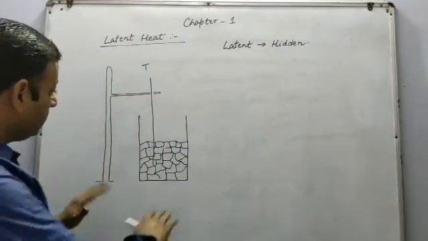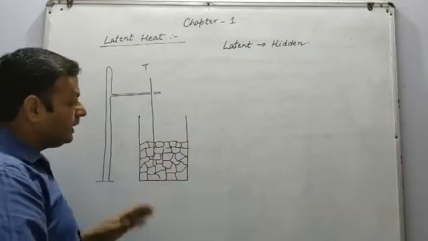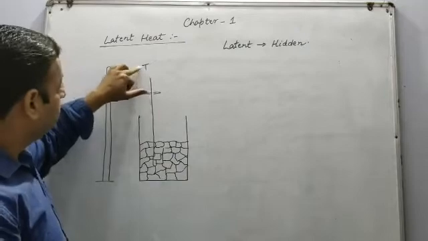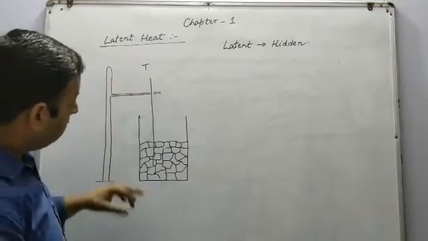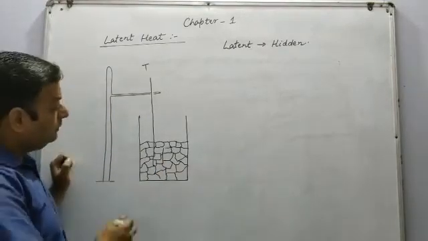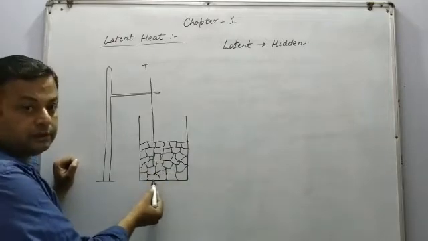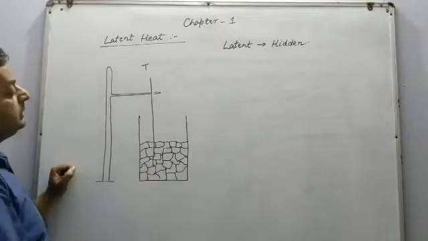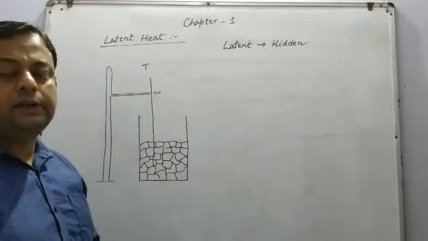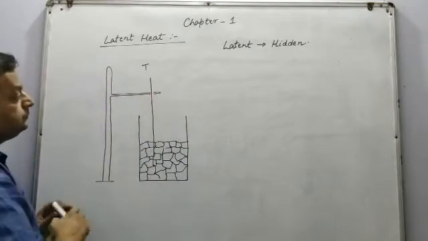Now have a look at the setup. Here we have a beaker which is almost half filled with ice. In this beaker I have inserted a thermometer. This T means thermometer. The bulb of the thermometer is here. We should take care that the bulb should not touch the walls of the container, neither the bottom of the container. So this is the bulb of the thermometer which is completely immersed into the ice cubes, or we can take crushed ice also. This thermometer has been held by the stand.